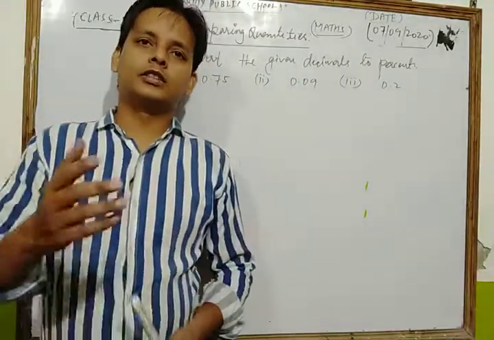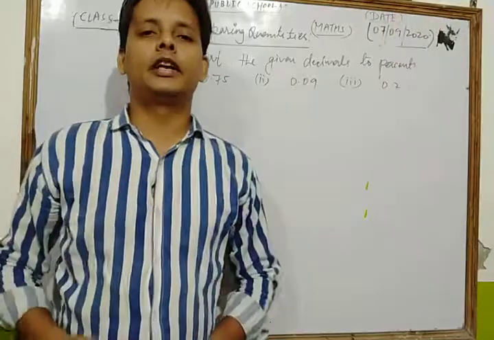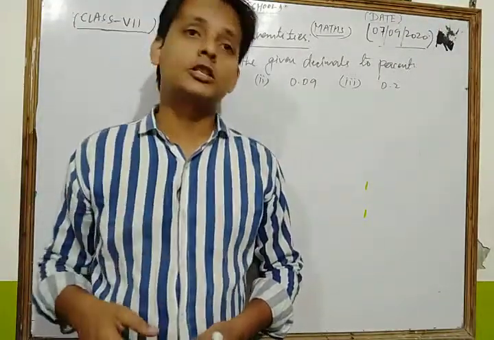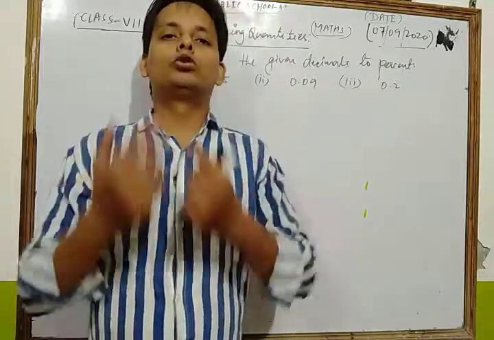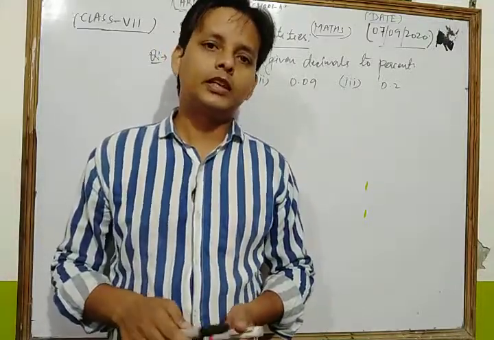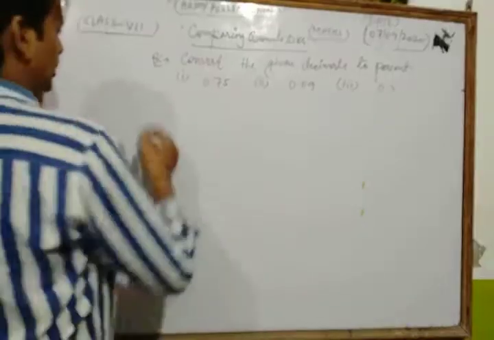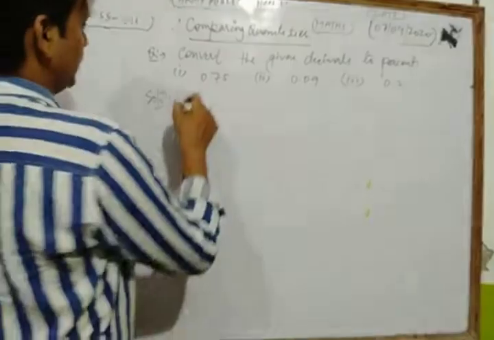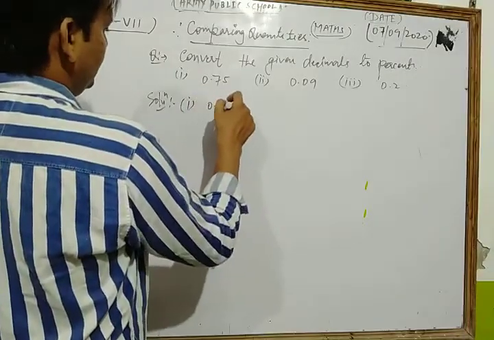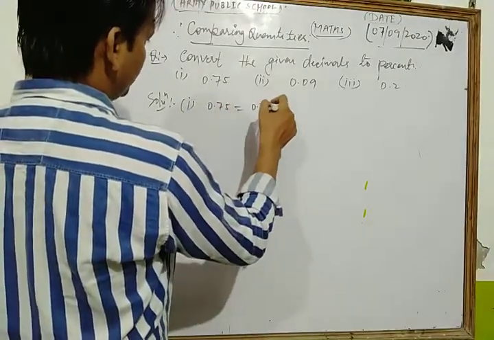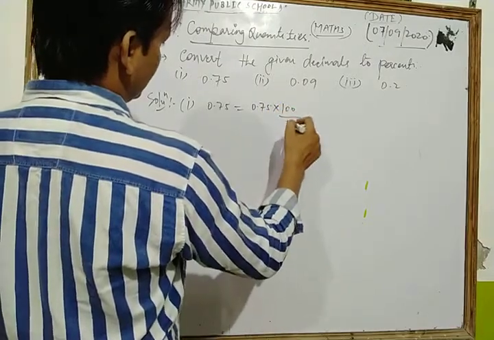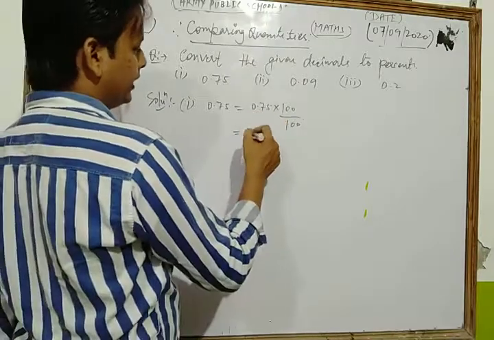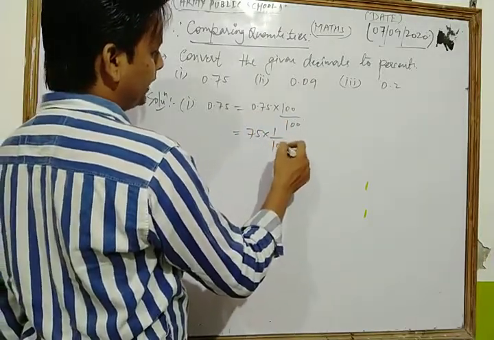Look, dear students, I just discussed that topic. When converting any number into the form of percent, we must multiply both the numerator and denominator by 100. So let's take and solve the first part of this question, which is 0.75. Now if we multiply 0.75 by 100, then we get 75 into 1 upon 100.